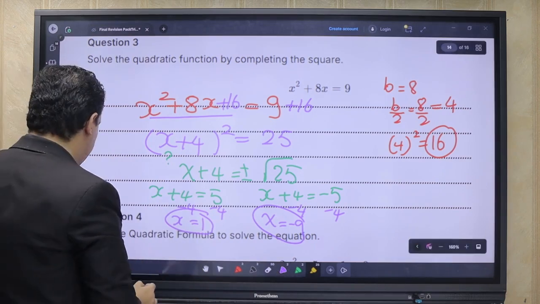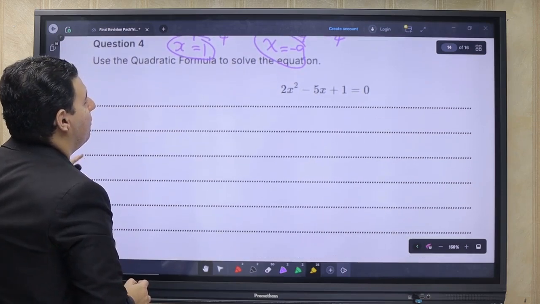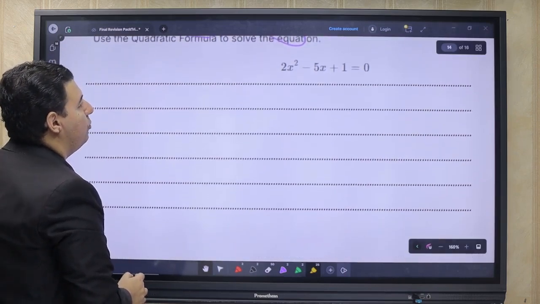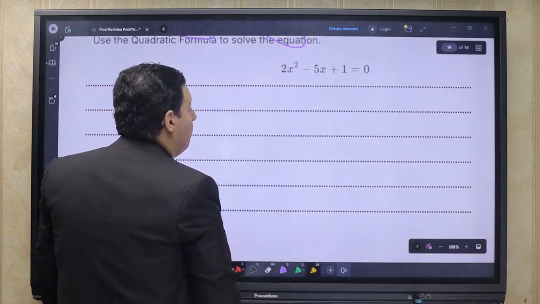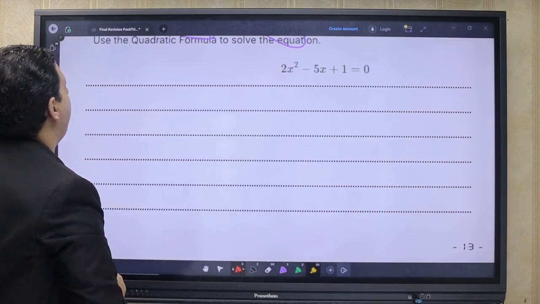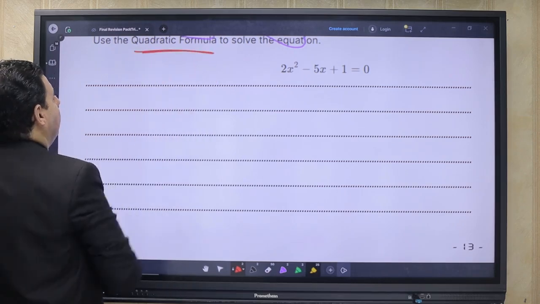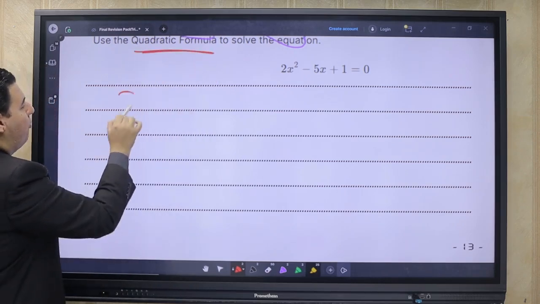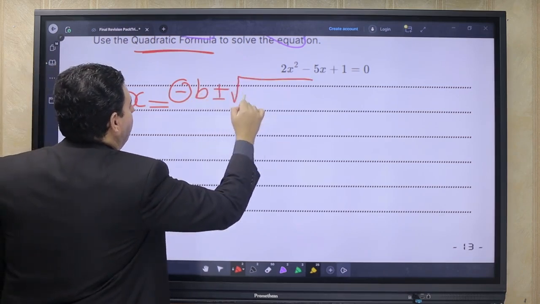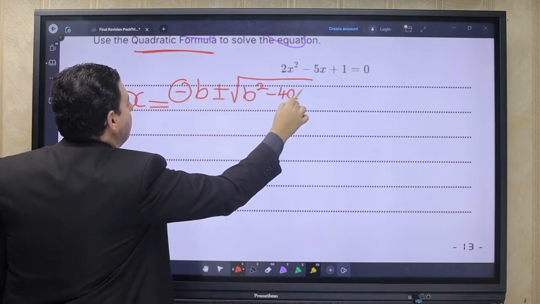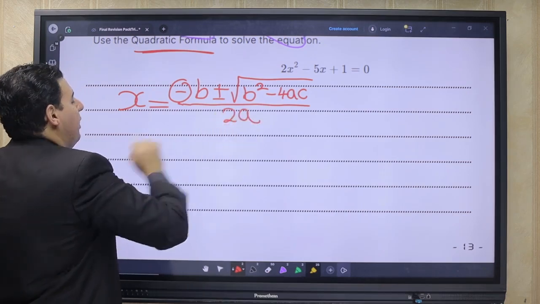Okay, question 4. Using the quadratic formula to solve the equation 2x squared minus 5x plus 1. What is the quadratic formula? The quadratic formula is x equals negative b, positive or negative square root of b squared minus 4ac, over 2a.